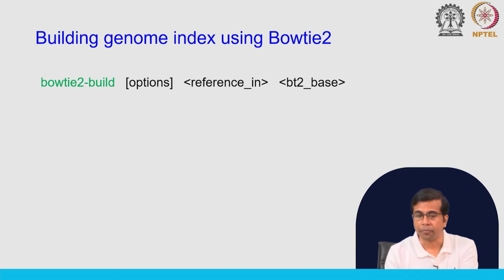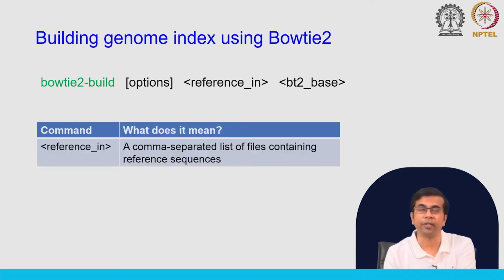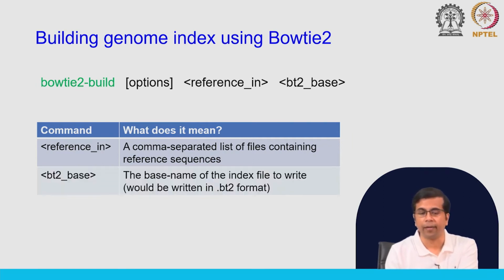So, what are the options? What are the explanations? As I mentioned, reference_in is a comma separated list of files containing reference sequences. It could be just one single file, or it could be multiple files, which should be comma separated. So, there should be a comma between these files. And then you have this bt2_base, which is the base name of the index file, which will be written in this .bt2 format. You will see when we actually run this, we will find this out. We'll see these files created after we run this command.